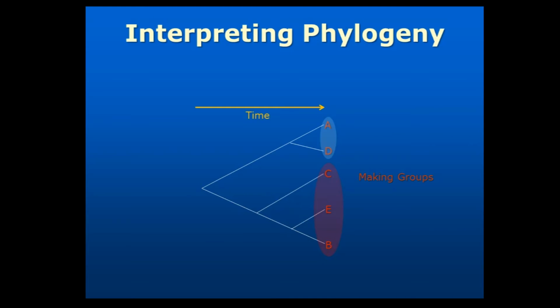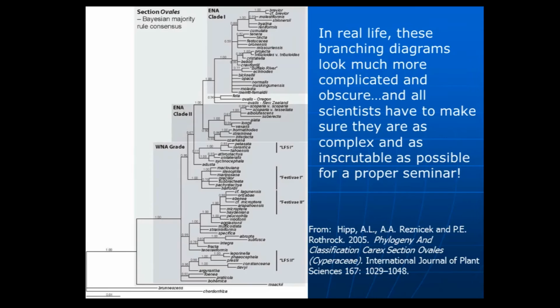So you still have differences of opinion. You can't have science without differences of opinion. So this is how we would interpret these phylogenetic diagrams. And of course, in reality, they look much more complicated, and this is on purpose. Of course, scientists do this because you can't really present a good seminar unless you have some inscrutable slides. So this is the kind of thing that's very important.